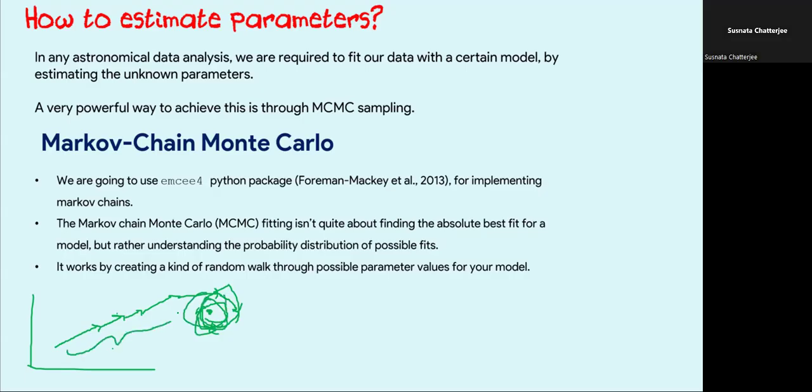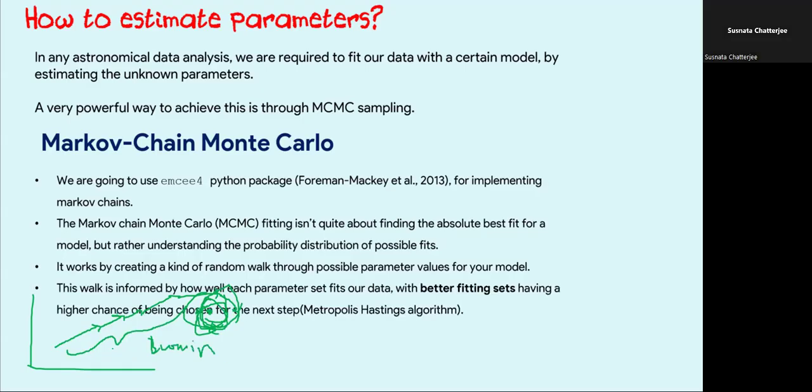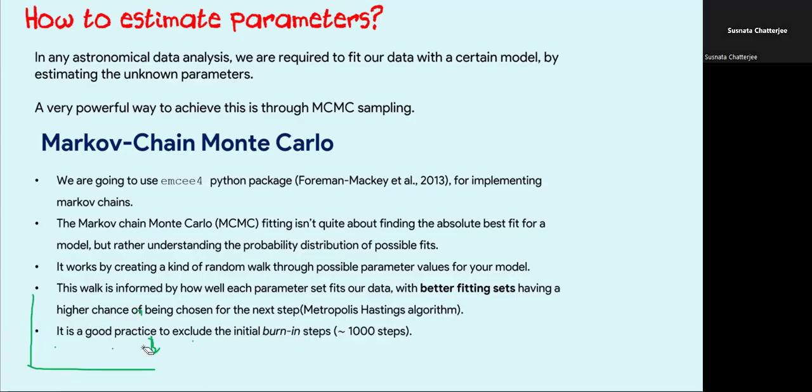These initial steps are useless to us. These are called burn-in steps. Burn-in. So this walk is informed by how well each parameter set fits our data, the better fitting sets having a higher chance of being chosen for the next step. This is also called Metropolis Hastings algorithm. So it's a good practice: we should exclude the initial burn-in steps, approximately 1000.